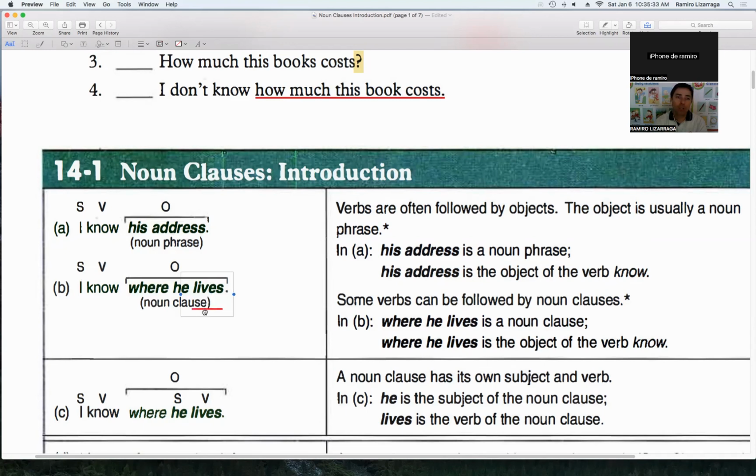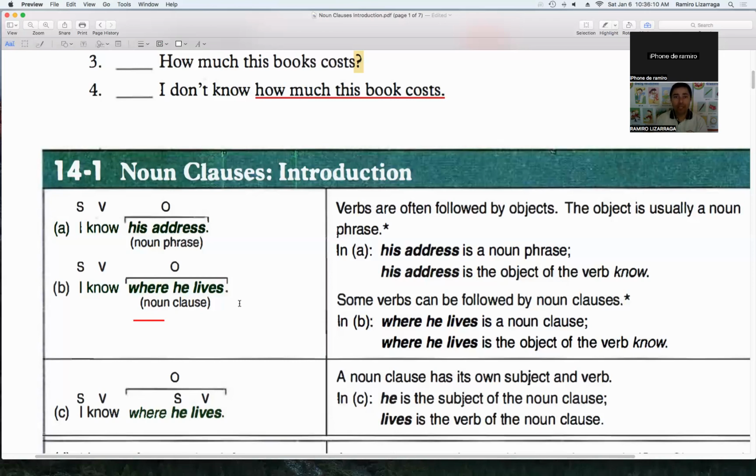Bueno, pues los noun clauses, que es de eso se trata el tema, inician con palabras que nosotros ya hemos llamado anteriormente question words, ¿sí? Como el where, el who, el what, el when, why, el how much, how many. Entonces, esas son palabras que utilizamos para hacer oraciones sustantivas, noun clauses. ¿Ok? Entonces, pero no son preguntas.